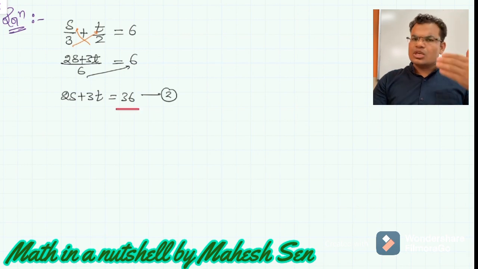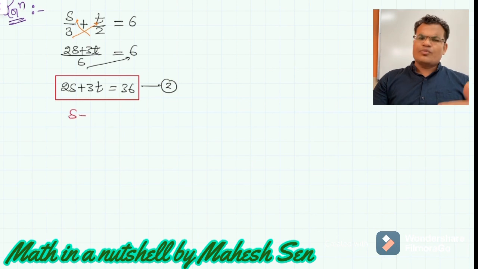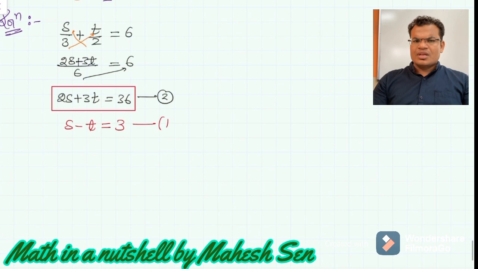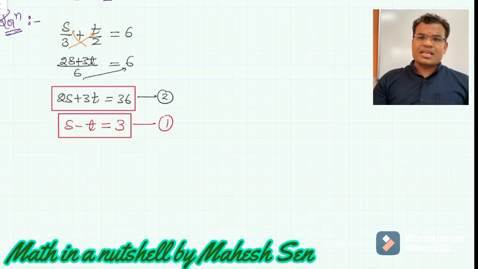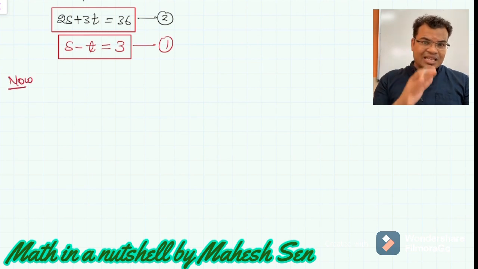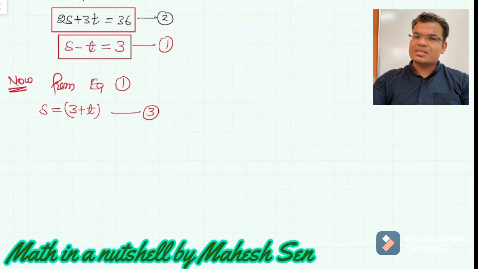So guys, equation 2 has now become the standard form. So we are again calling it equation number 2, and we have equation number 1, that is s minus t equals 3. So again you will apply the same substitution method. We have s minus t, so we'll send this t to the right hand side and it will become 3 plus t. From equation number 1 we can write s equals t plus 3, or 3 plus t. This is equation number 3.